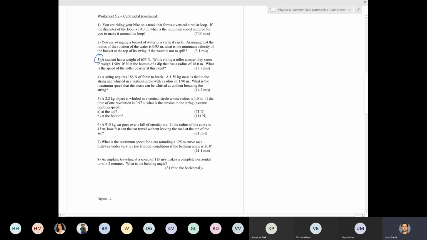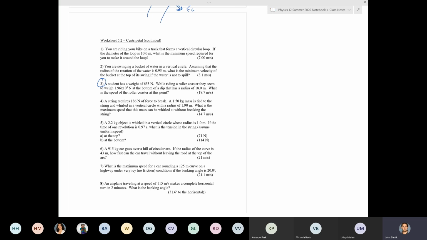Okay, so a student has a weight of 655 newtons. While riding a roller coaster, they seem to weigh 1.96 times 10 to the 3, so that's a lot heavier, at the bottom of a dip that has a radius of 18 meters. What is the speed of the roller coaster? If you think of a roller coaster at the bottom of a dip, it's going in a circular motion. So if you complete the circle, it's going this way. So that means that our centripetal force is whatever force is going up at that point.